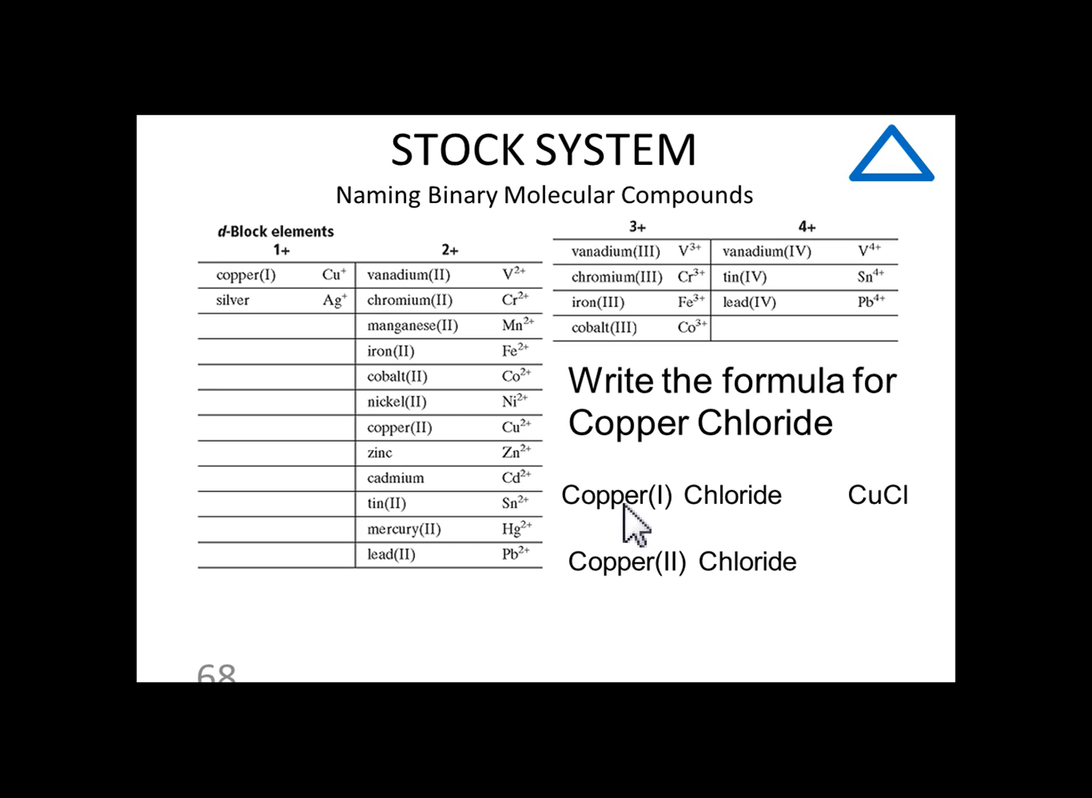Well, copper 1 chloride is CuCl, because the copper in that stuff only has a positive 1 charge, and chlorine has a minus 1 charge. So the correct formula for copper 1 chloride is CuCl. In copper 2 chloride, the copper has a plus 2 charge. So in order for these ions to add up to 0, there needs to be 2 chlorines. So the formula for copper 2 chloride is CuCl2.